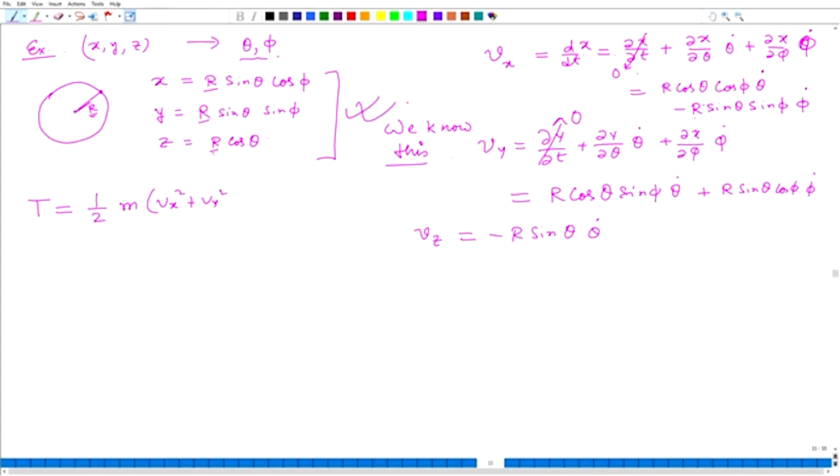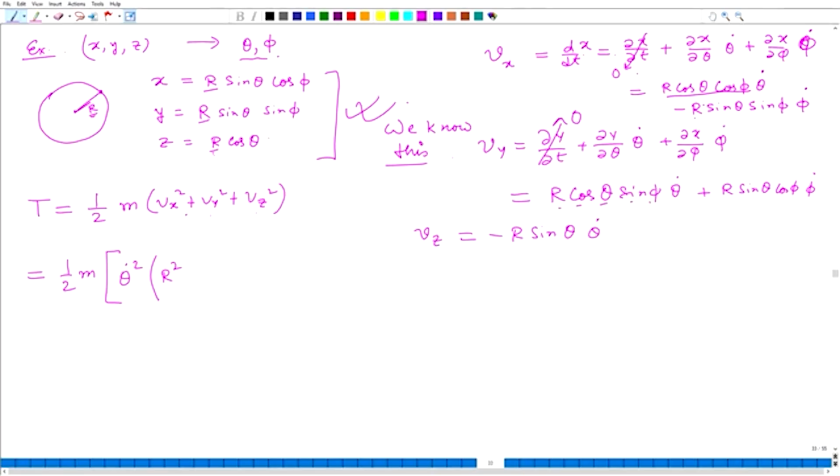You now do the total kinetic energy, which is nothing but half m by definition (Vx square plus Vy square plus Vz square), and you write the expression in terms of theta and phi. So, you will see if you do Vx square plus Vy square plus Vz square, theta dot square you can collect and you will have r square cos square theta cos square phi here, and you have r square cos square theta sin square phi.